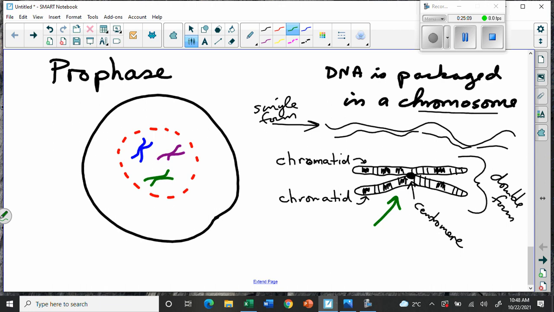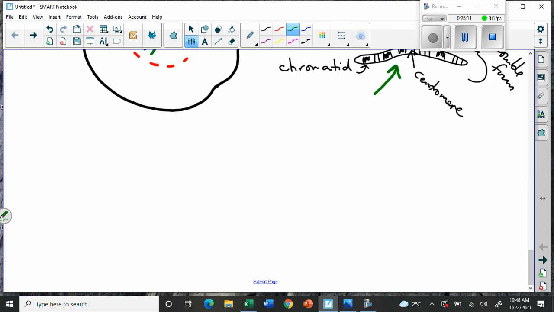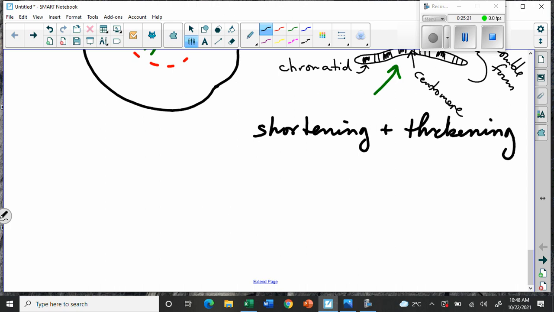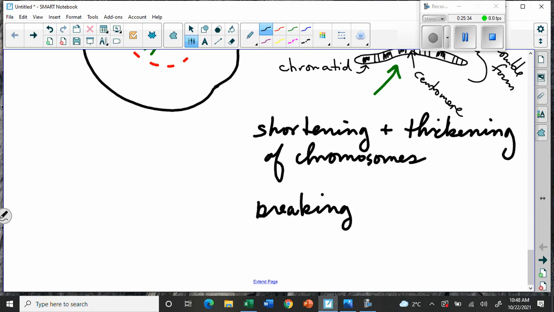Okay, so in prophase, we have two things happening. We have the shortening and thickening of chromosomes, and we have the breaking down of the nuclear membrane. There's actually something else I should point out here too. So there's actually more than two things.